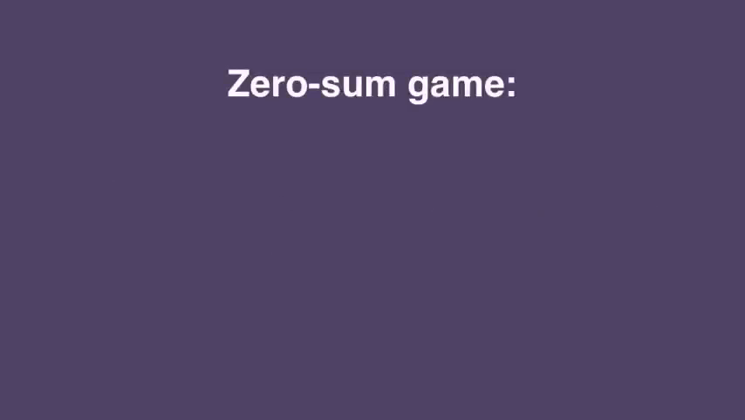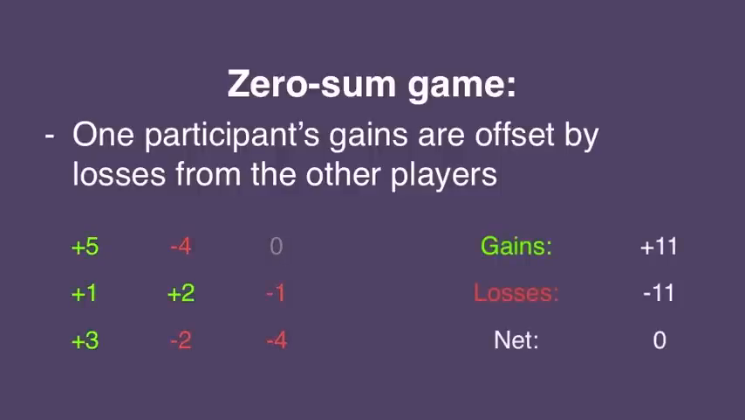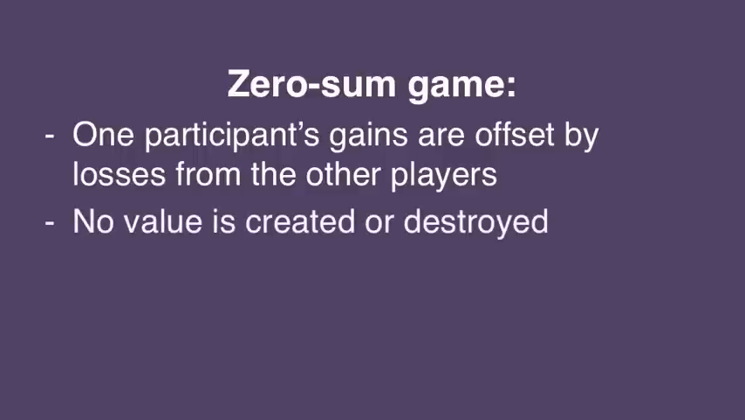Today, we're going to be looking at zero-sum games. In a zero-sum game, one participant's gains are offset by losses from the other players. In other words, if you add up all of the winnings and all of the losses, they'll equal zero. One way to think about this is to say that no value is created or destroyed.